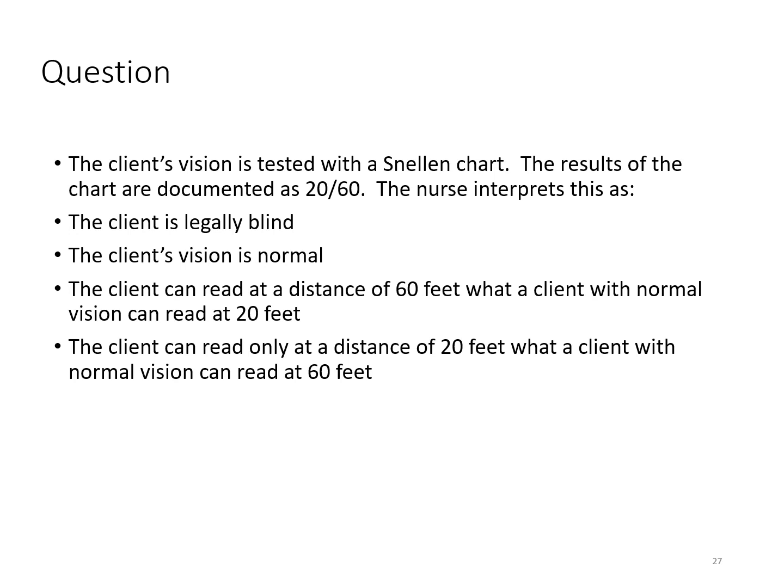All right. And then here you have a question. The client's vision is tested with the Snellen chart. The results of the chart are documented as 20/60. The nurse interprets this as, so don't get confused between this one and this one, right? It's not that the client can read at a distance of 60 feet. We never reference the second number. We always reference the first number. Do not confuse the two. So the client can read only at a distance of 20 feet what a client with normal vision can read at 60 feet.